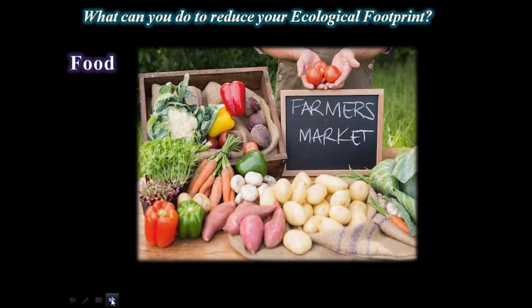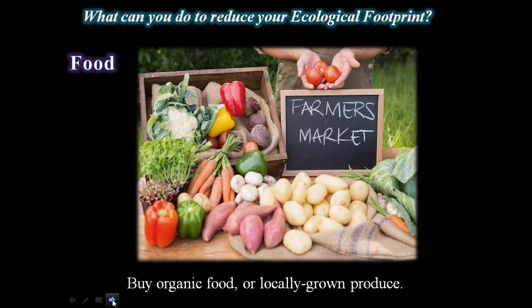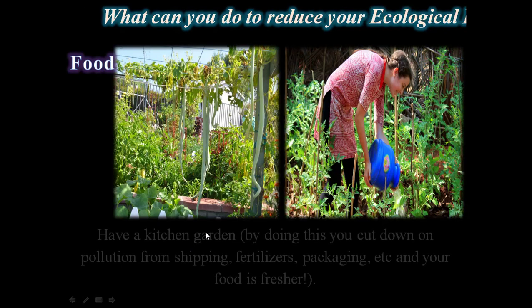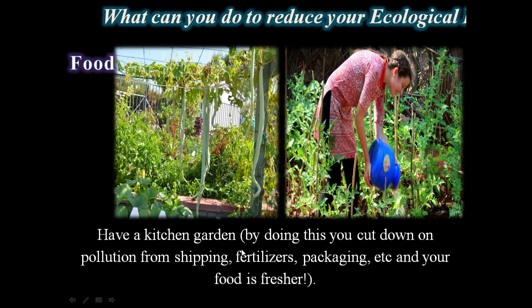So here are some of the things you can do to reduce your ecological footprint, like food. So how do we reduce our ecological footprint? Food: buy organic food or locally grown produce. And next, have a kitchen garden. By doing this, you can cut down on pollution from shipping, fertilizers, packaging, etc. And your food is fresher.